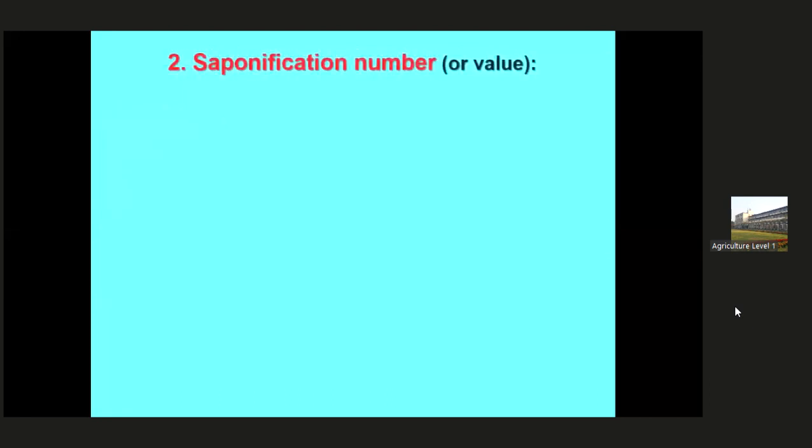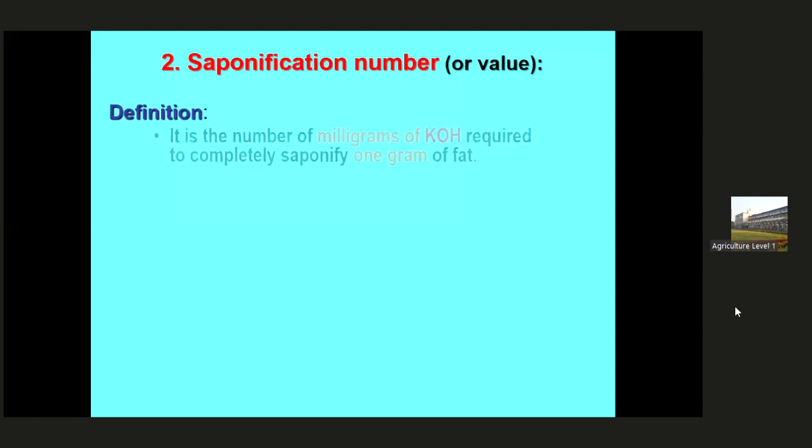Next one is the saponification number. We have already discussed saponification. This is the alkaline hydrolysis of the fat to produce soap or salt of fatty acid. This is called soap. This is called saponification. So here we have to work out the saponification number in presence of alkali. So what's the alkali? This is potassium hydroxide.